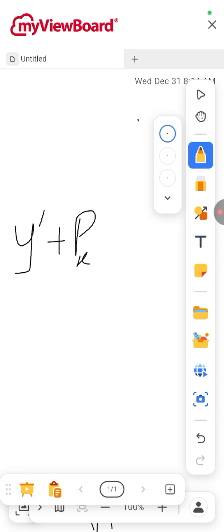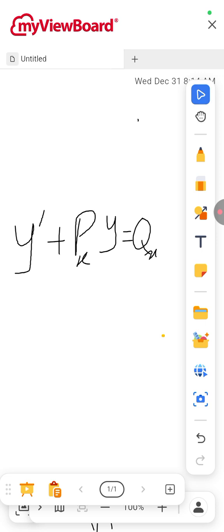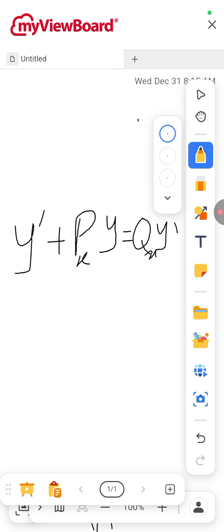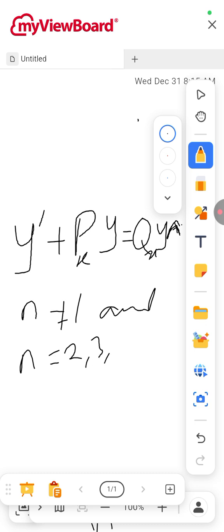So this function p will be multiplying the function y itself, then equals another function q of x multiplying y raised to power n, such that n is not equal to 1, and in fact n starts from 2, 3, and so on. So this is the general form of a Bernoulli equation.